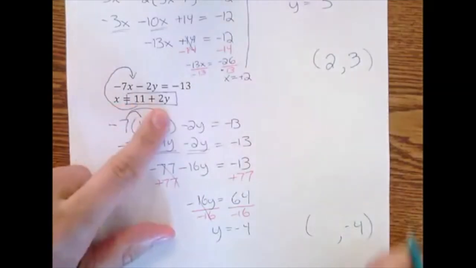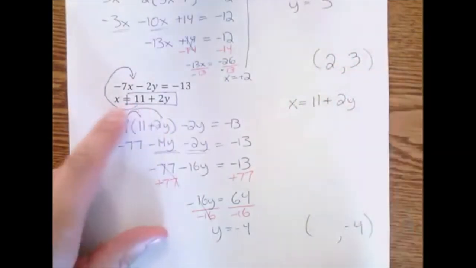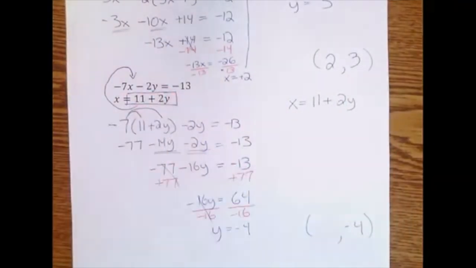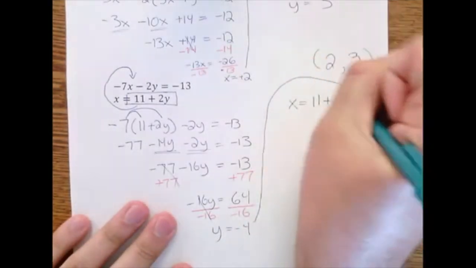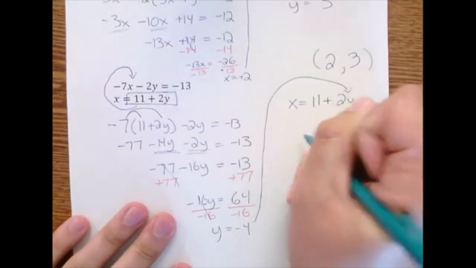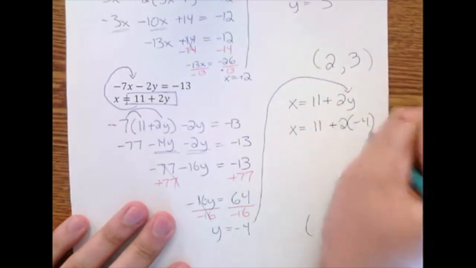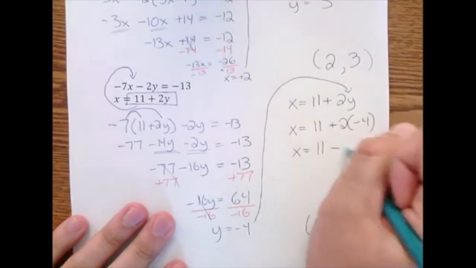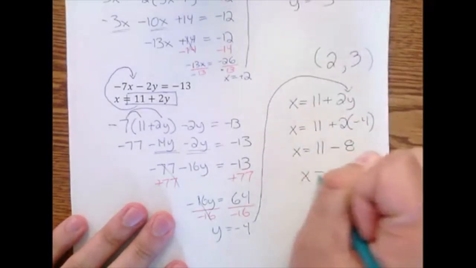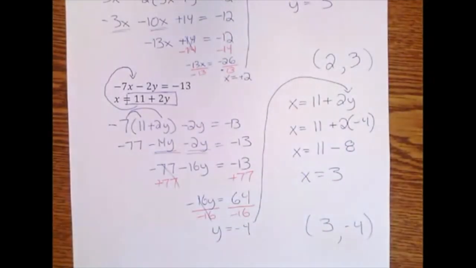I'm going to use this equation we used for substitution. It really does not matter which equation you pick. You'll still get the right answer as long as you do the math correctly. So it really doesn't matter. So I take this y equals negative 4 and I plug it in. I get x equals 11 plus 2 times negative 4, which is x equals 11 minus 8, which means I get x equals 3. So I have my coordinate 3, negative 4.